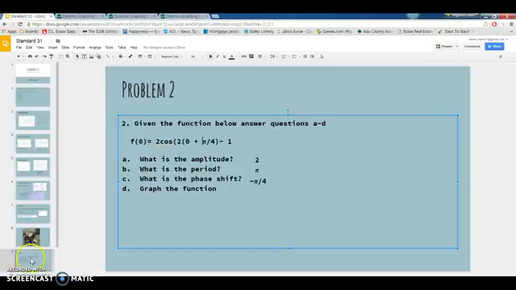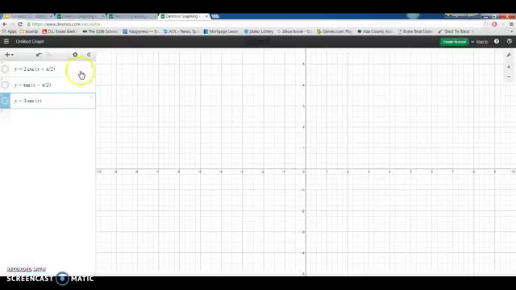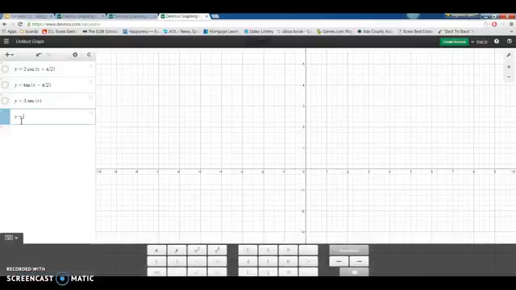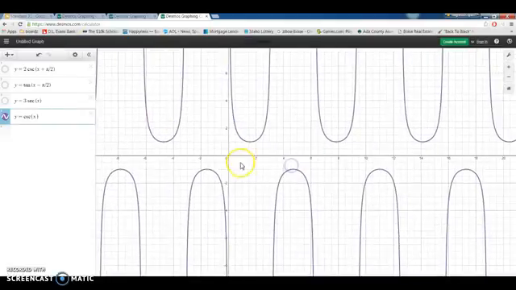Alright. So the next problem we have is graph the function f of x equals 2 cosecant of theta plus pi over 2. So the first thing we want to do for this one is just graph what a normal cosecant graph looks like, and this is it. The asymptotes are at 0, pi, and 0, and -pi.